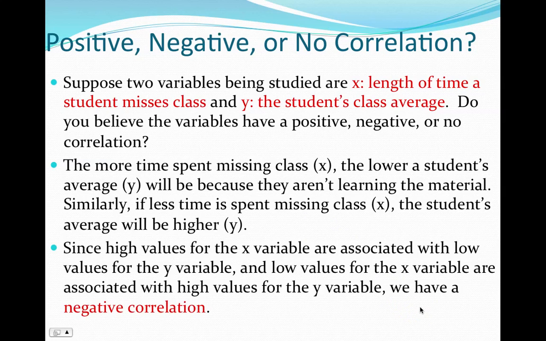Since the high values for the x variable are associated with low values for the y variable, the low values for the x variable are associated with high values for the y variable. We have negative correlation. So our graph is going to be moving downward from left to right. Our points generally are going to be moving downward from left to right.